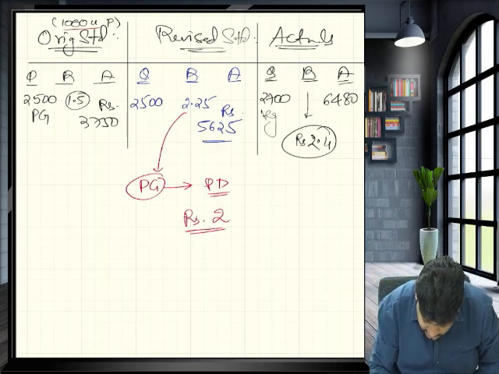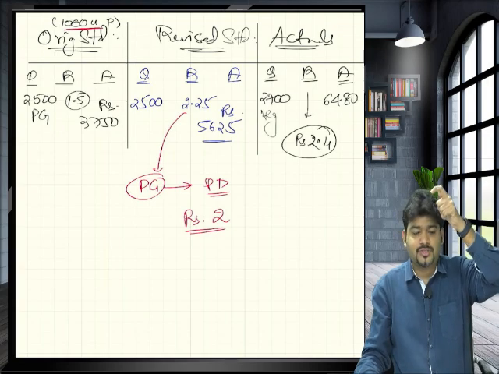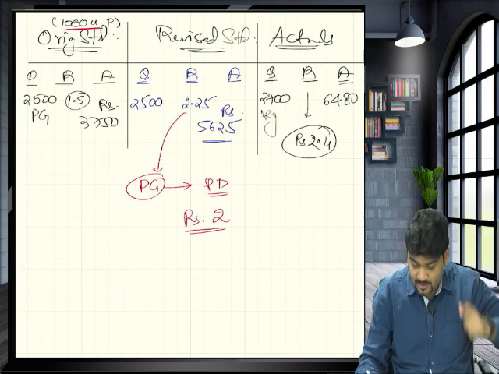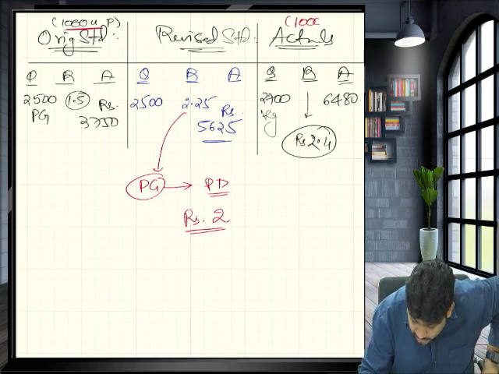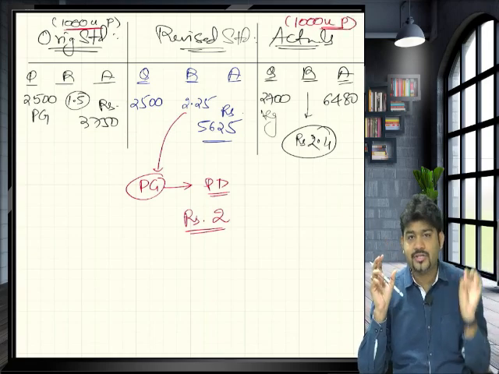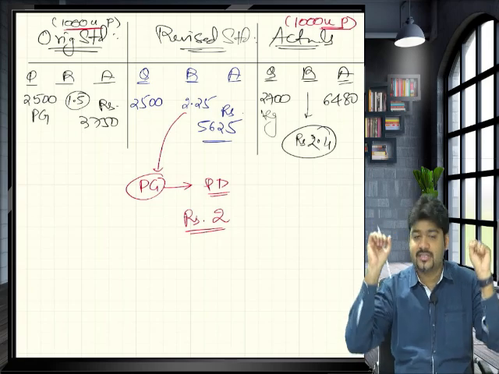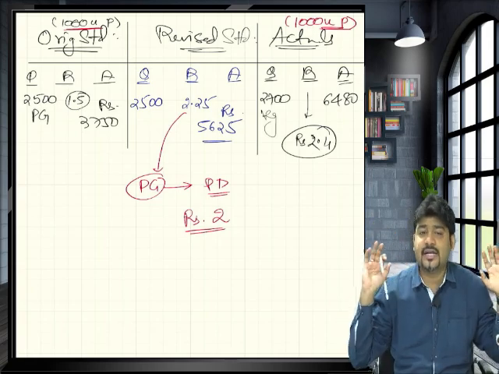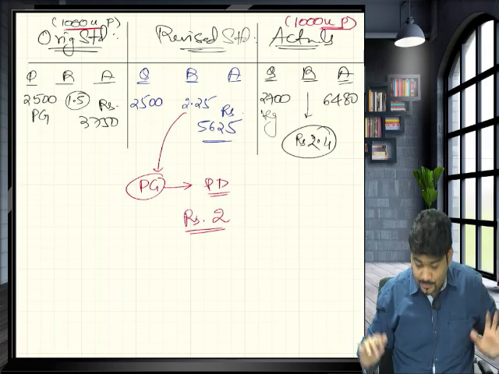So for the original standard for 1000 output, we are comparing. Here the actual is also for 1000 units of P. So can I say they are comparable? Original standard and actuals are comparable as per traditional standard costing. Yes or no?